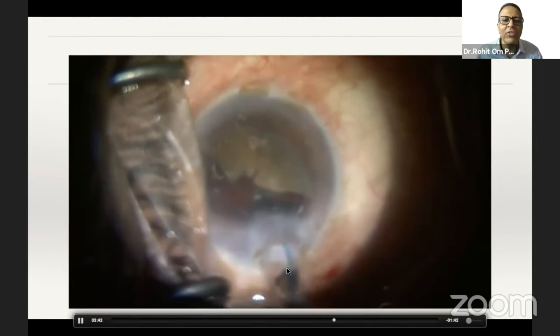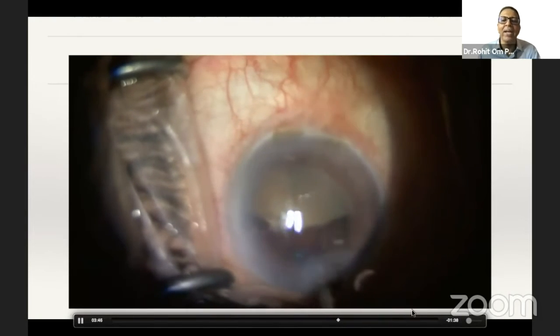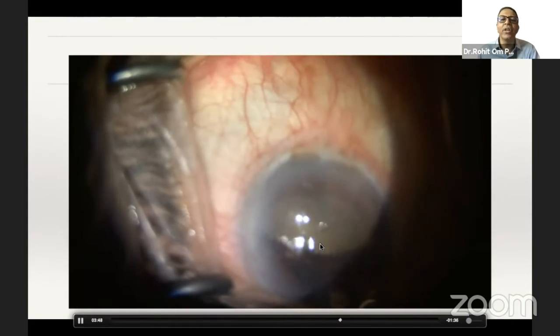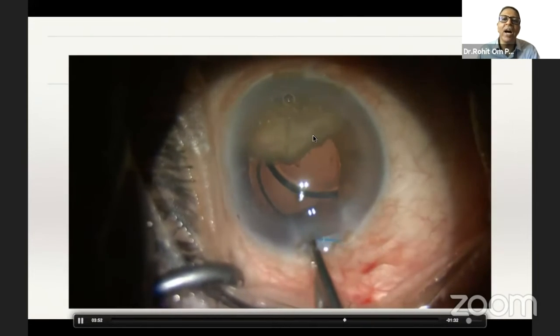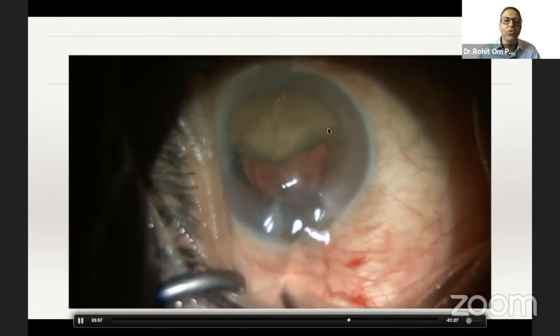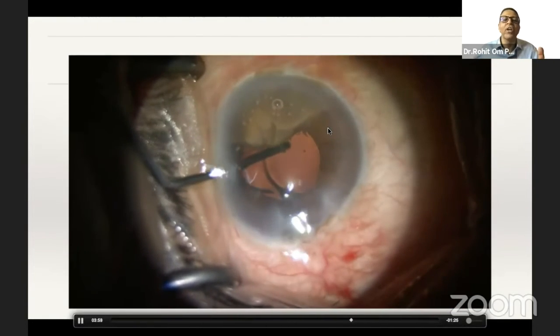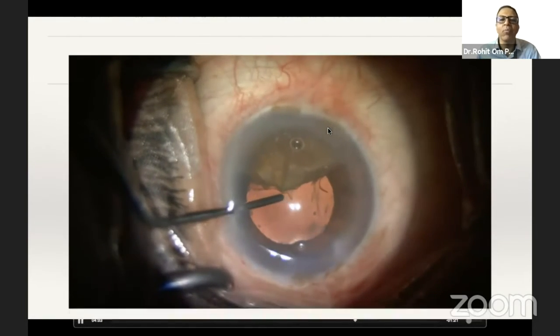So I'm using an IOL scaffold now. I'll place the intraocular lens in the bag and position the loops, the haptics, in such a way that they are in this direction, in the direction of zonular weakness. So again, we have created a situation where we have a double support. And now the emulsification was completed.